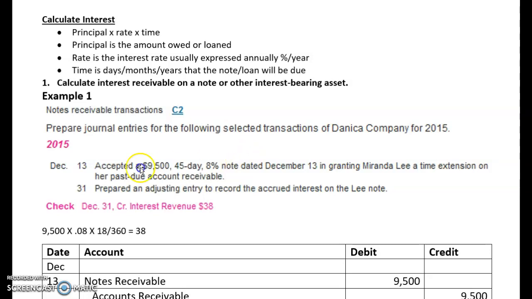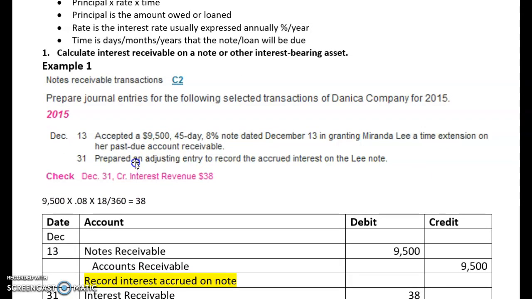at an example. On December 13th, and I normally say read the problem, but I think this one I need to read with you. On December 13th, accepted a $9,500, 45-day, 8% note, dated December 13th, granting Miranda Lee a time extension on her past due account receivable. Then we need to prepare and adjust an entry to record the accrued interest on the loan.